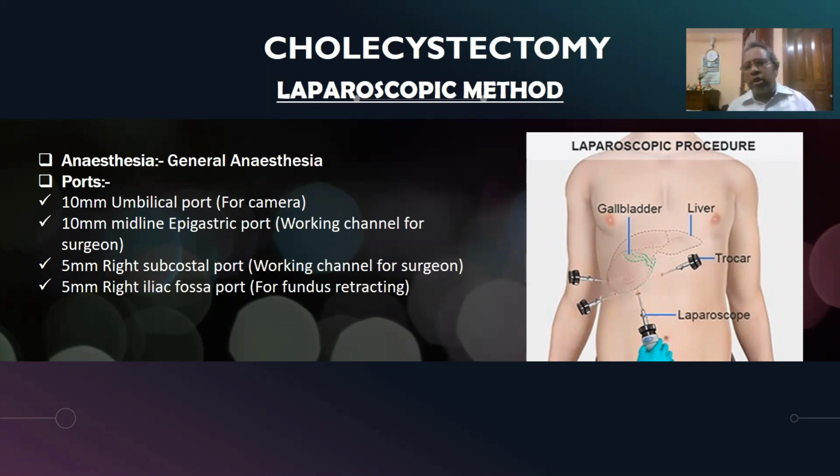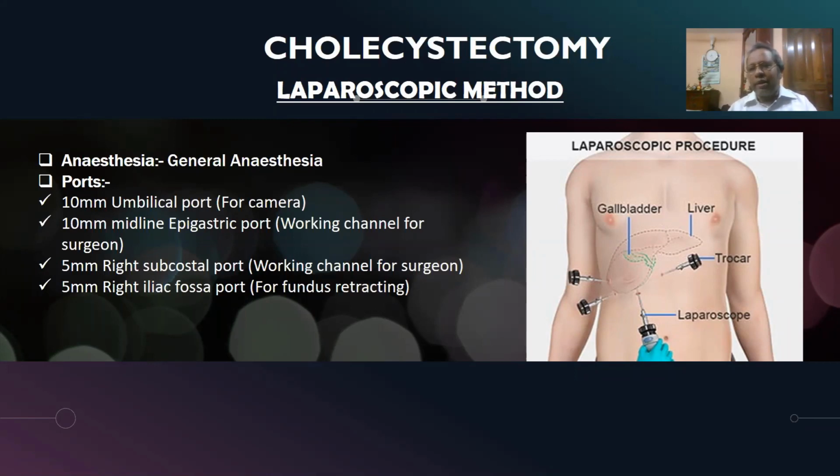What is the size of the port in the epigastric? 10 millimeter. What is the size of the port of the umbilical? It is 10 millimeter. The rest of the 2 ports are 5 millimeter. Then sometimes it is asked in the exam, what is the camera port? That means the illumination port. The camera port is always the umbilical one.